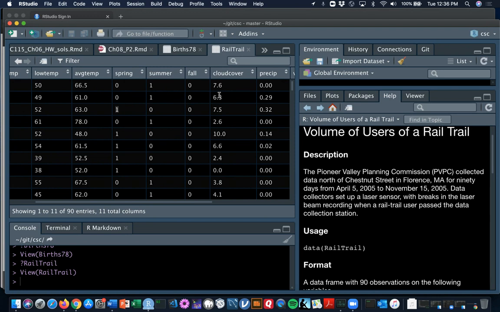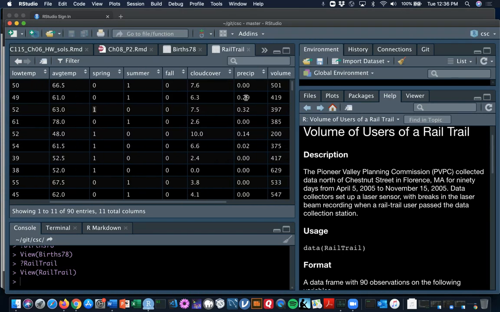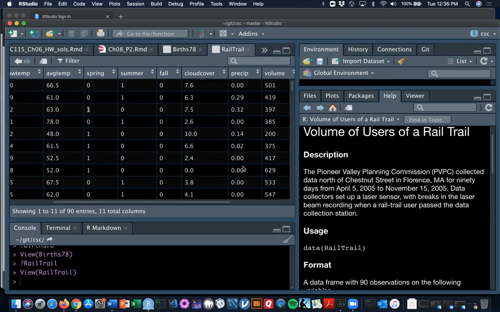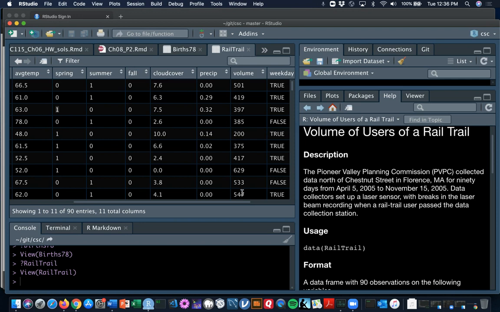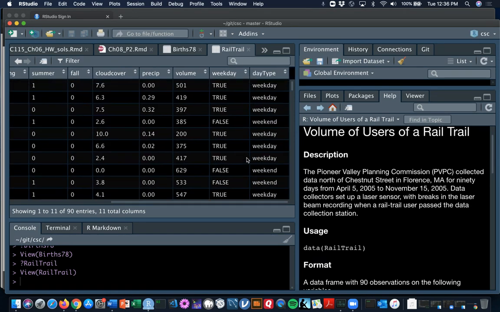We'll deal with that. How much cloud cover there was, how much rain there was, probably in inches on that day, and volume. From the help, we learned that volume is how many times the little clicker at the beginning of the trail was triggered by a person walking by or a bike going by. So it's a rough measure of how many people used the trail on that day.